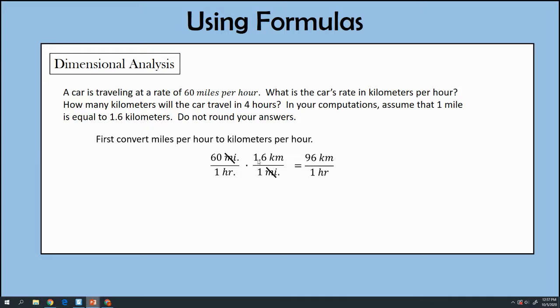So 60 miles per hour is the same as 96 kilometers in 1 hour. And it's all about writing this ratio so we can cancel out the units we want to get rid of and we're left with the units we want.